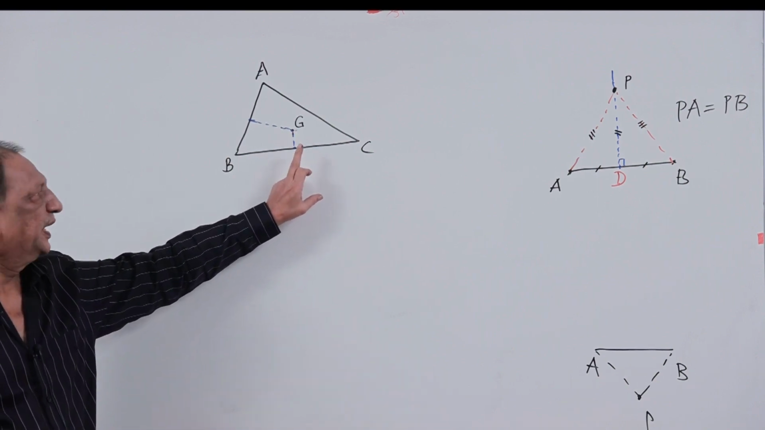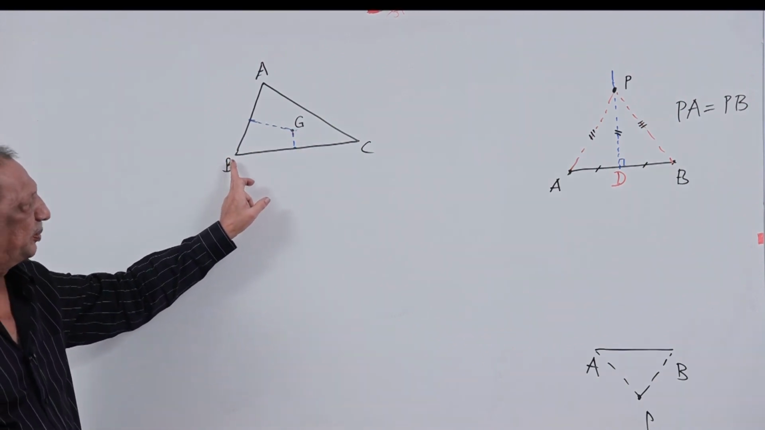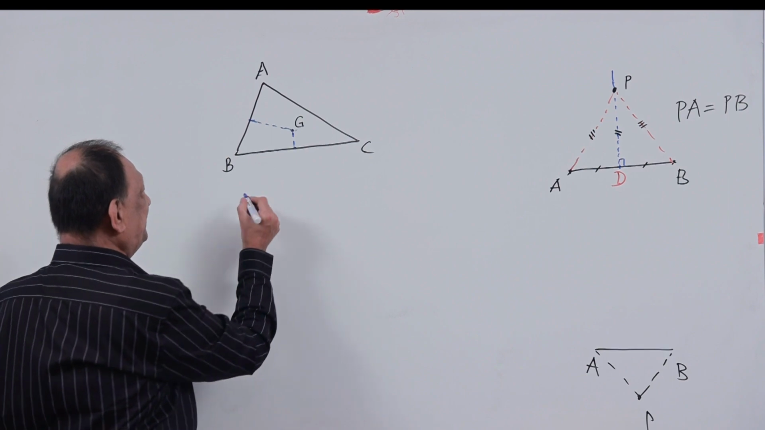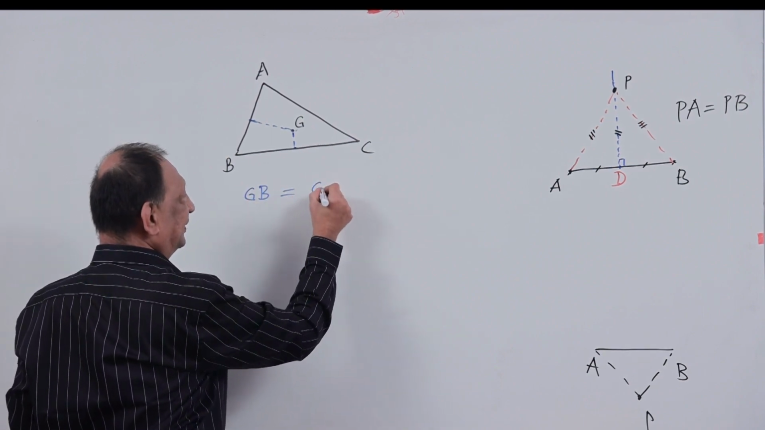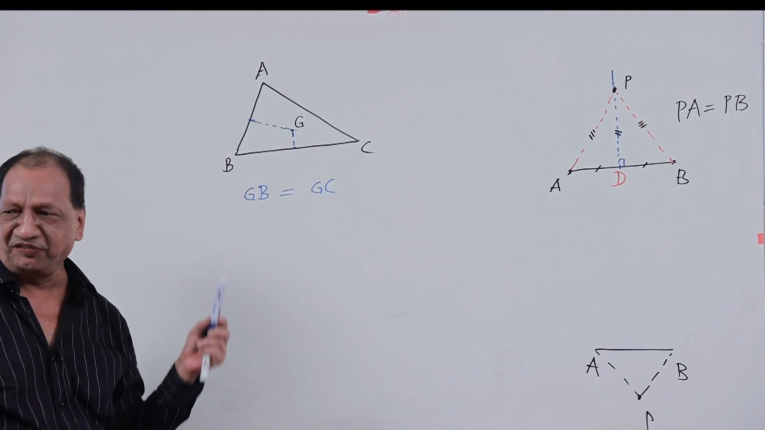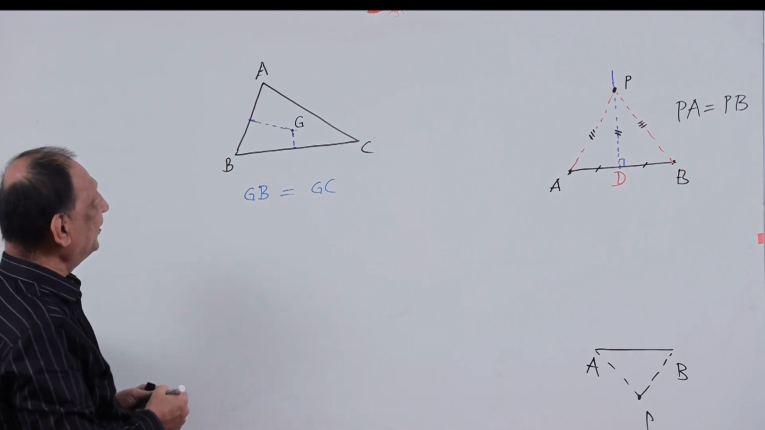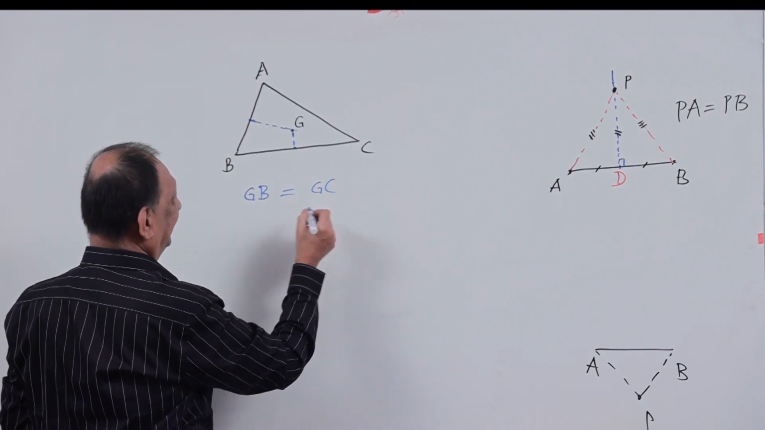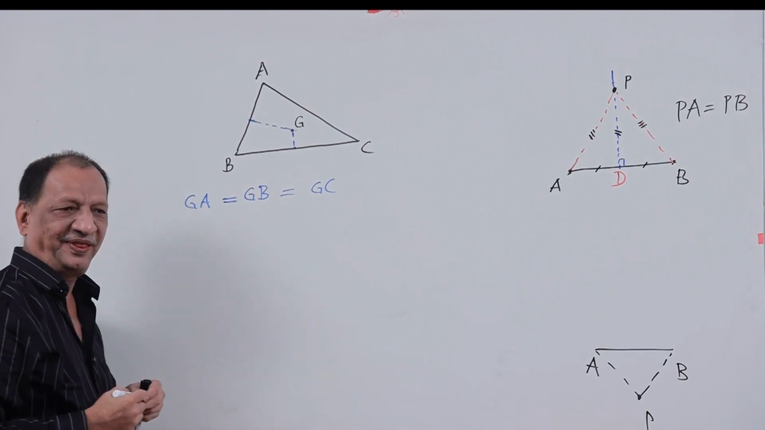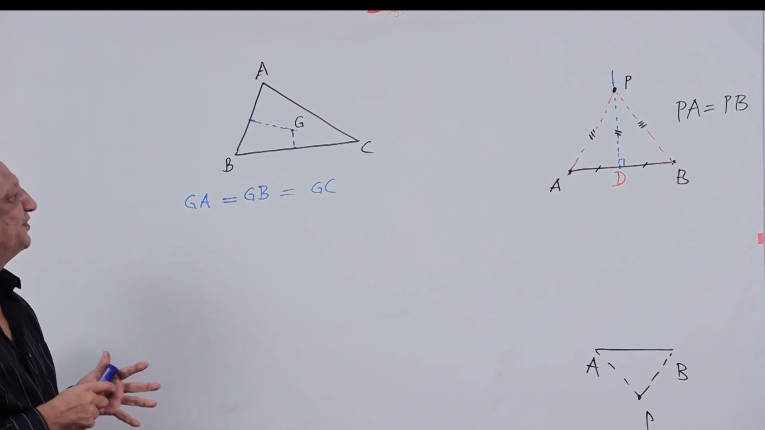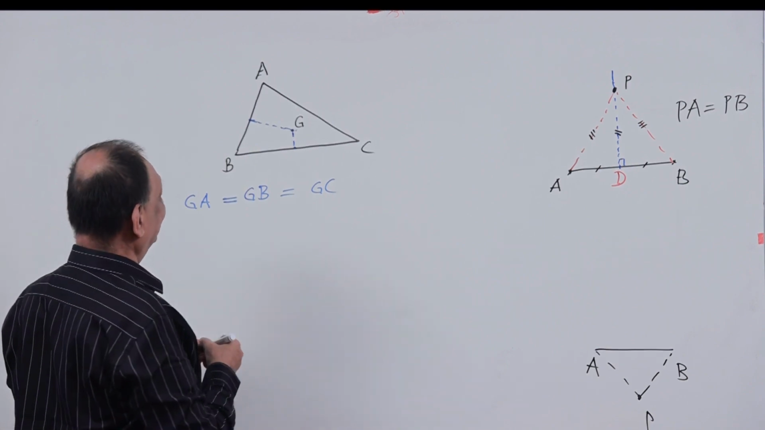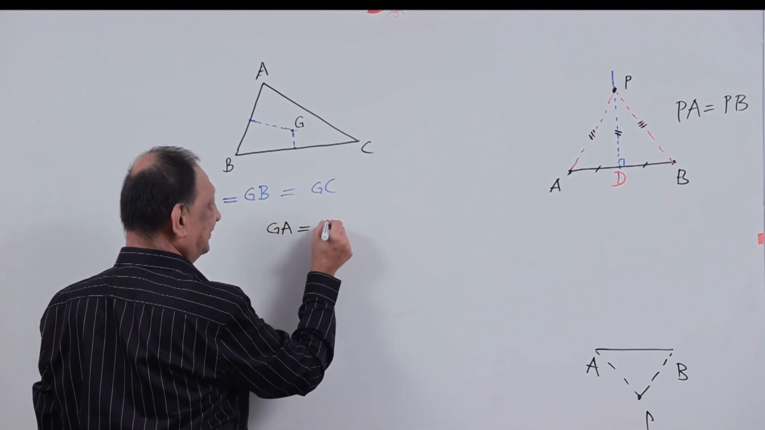Whatever intersecting point. Now G is on the orthogonal bisector of BC, therefore it must be equidistant from B and C, correct? So GB must be equal to GC, no questions on that. G also happens to be on the orthogonal bisector of AB, therefore GB is also equal to GA. Correct? So now we have GA equal to GB equal to GC. In other words, I have GA is equal to GC.